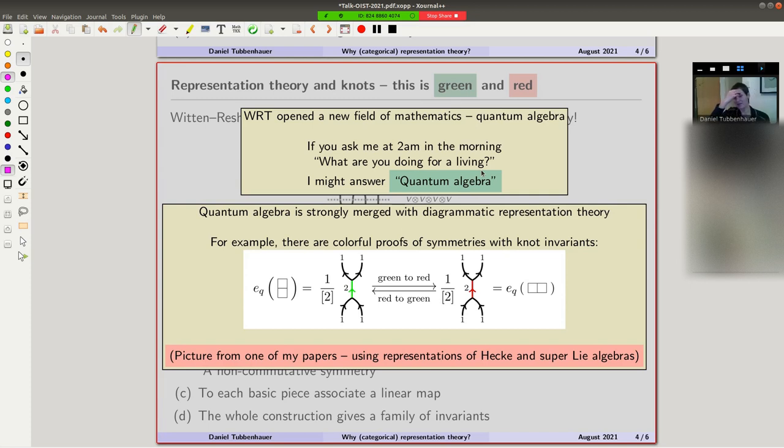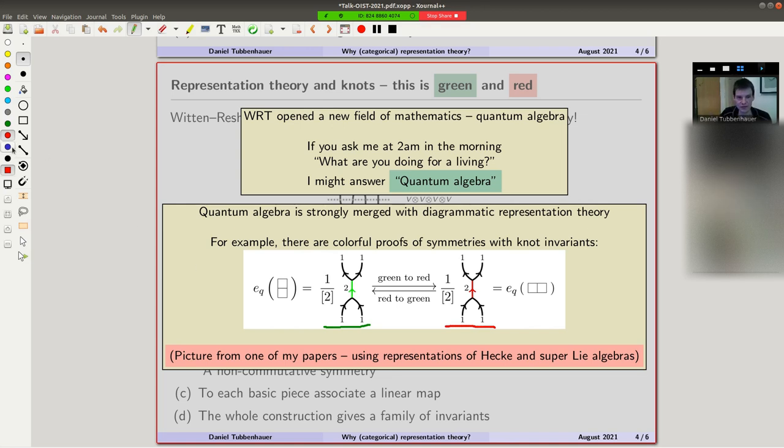This is really strongly merged with mathematics, so I took one of those pictures here from one of my papers, and you can prove things about knot invariants using representation theoretical linear algebra type arguments. I'm not expecting you to understand what you see right now in this white box. I just randomly copied it from one of my papers. The point is, sometimes it gets actually pretty nice. Here I have something in green and here I have something in red. And this is just a combinatorial way to illustrate those linear maps.